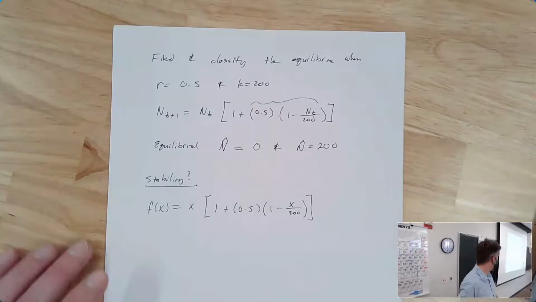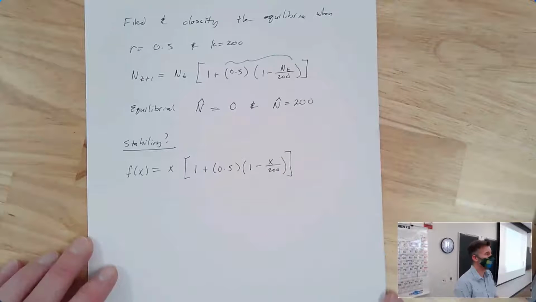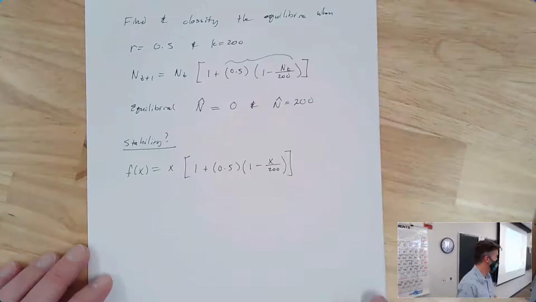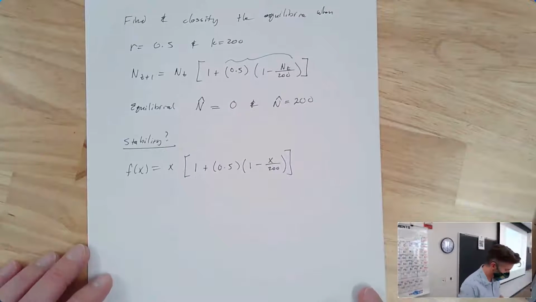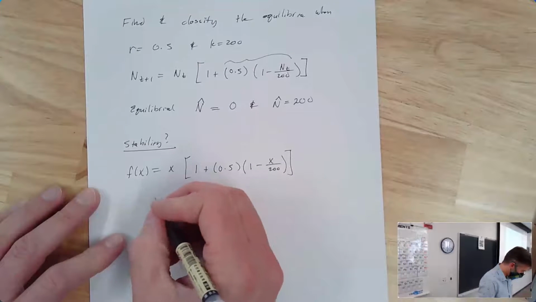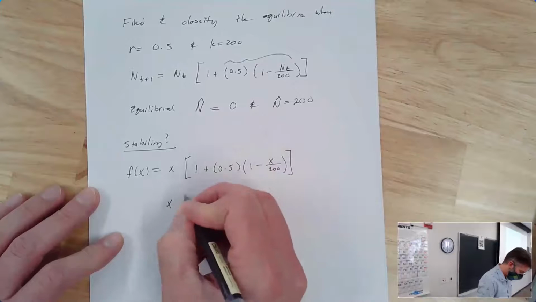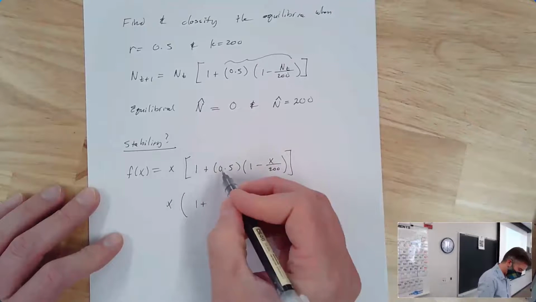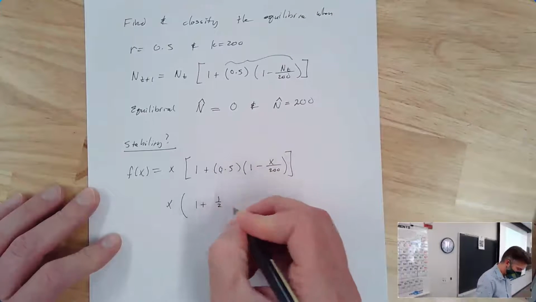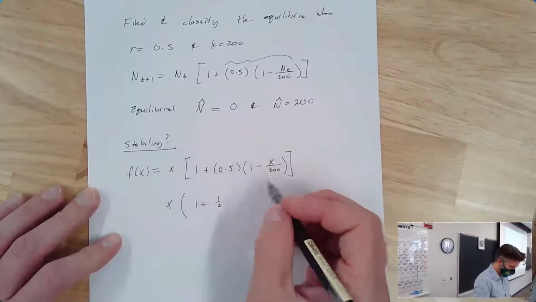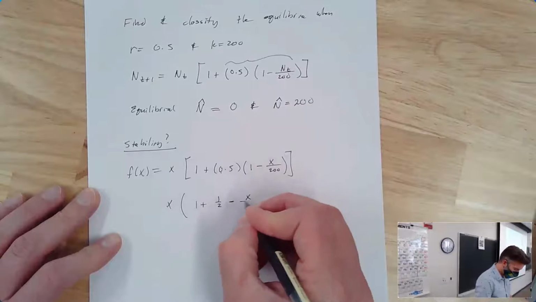And while we certainly could use the product rule, it's probably going to be easier if we just multiply the whole thing out before we take the derivatives. So multiplying it out, let's multiply out this part first. So we've got x times 1 plus 1/2 times 1 is 1/2. 1/2 times x over 200 is x over 400.